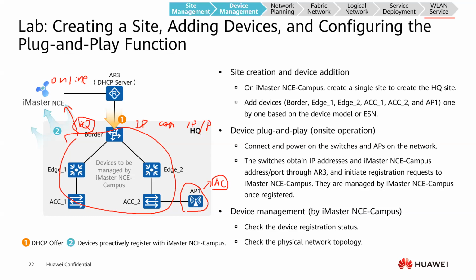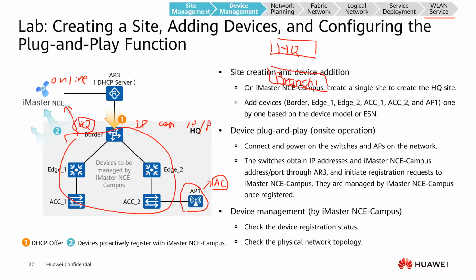Someone asked another question: how can I identify if more sites are needed? You can just create the site on the controller, and the controller will separate the site by default. And one device can only belong to one site. So if you have two sites for the HQ and branch, the site 1 is the HQ, the site 2 is the branch.